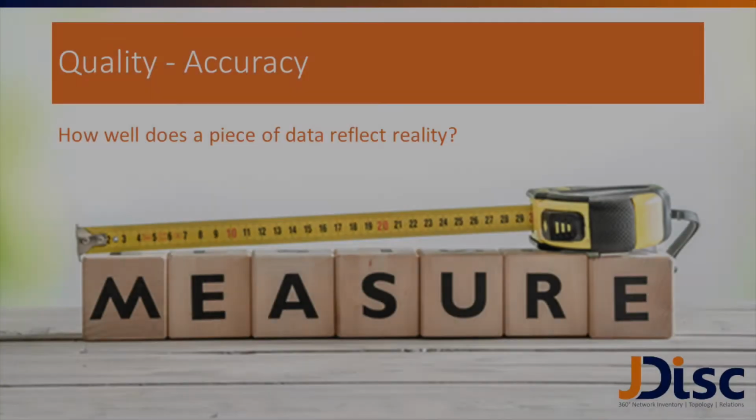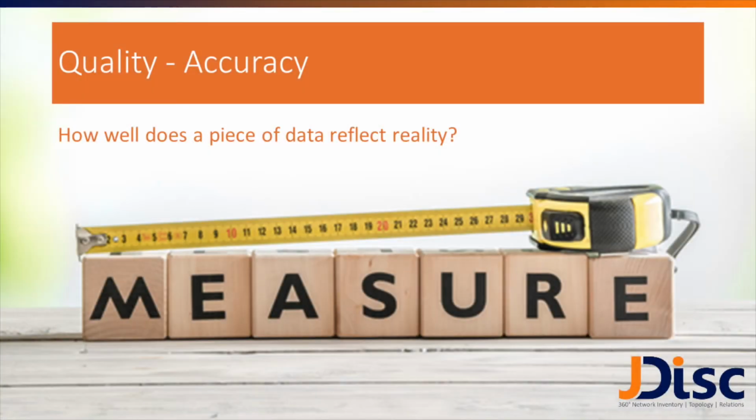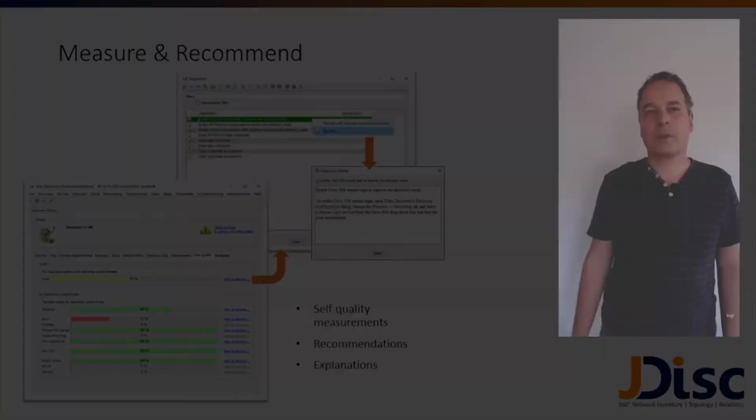The most obvious dimension of quality is accuracy. That means your data is correct. Of course, you want that your data reflects reality as good as possible. You don't want to have invalid or wrong data in your database, because that will, as we saw in the first video, propagate to other systems like the CMDB.